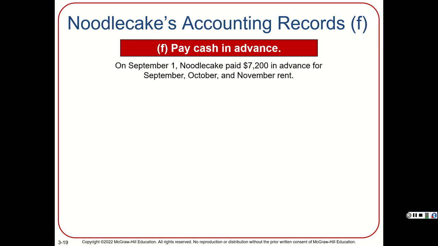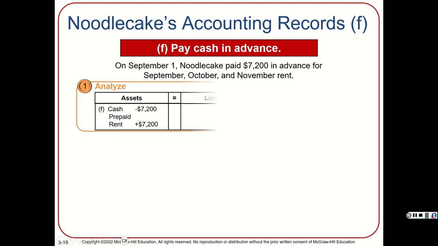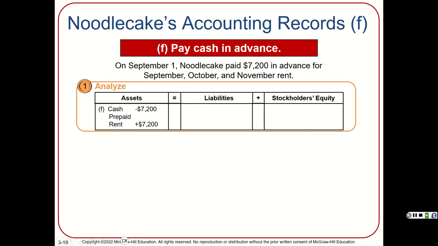Next part of the problem, the company has paid $7,200 in advance for rent for September, October, and November. And it was paid on September 1st when it's due. So this transaction is going to impact two assets. Your cash is going to be decreased, and your prepaid rent is going to increase.